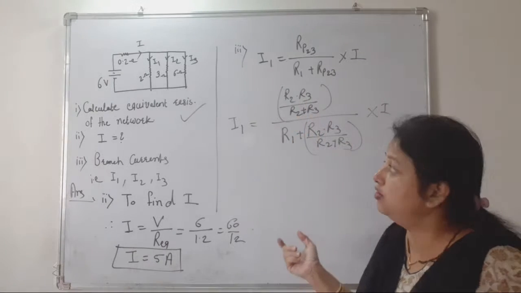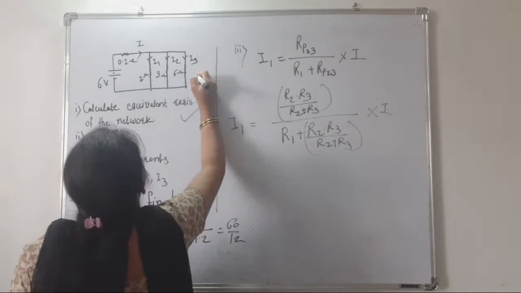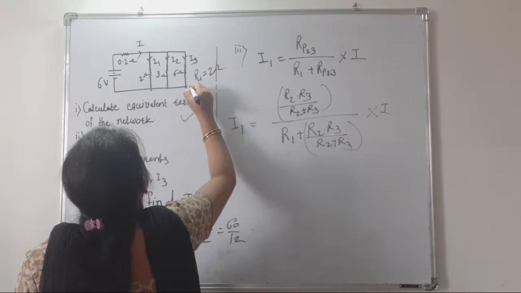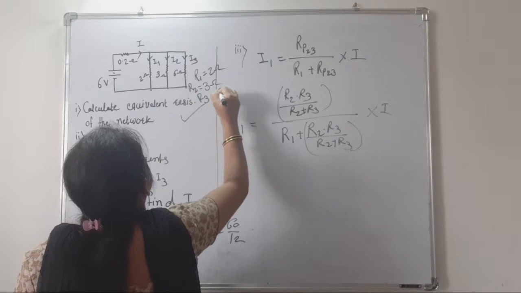Now insert the values. You know your R2 is equal to 3 ohm. Here you write down the values. Here R1 is equal to 2 ohm, R2 is equal to 3 ohm and R3 is equal to 6 ohm.